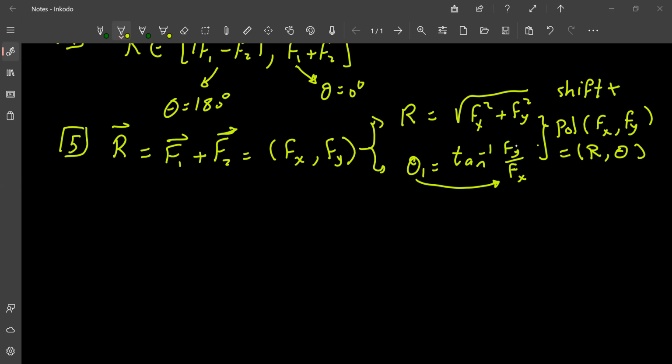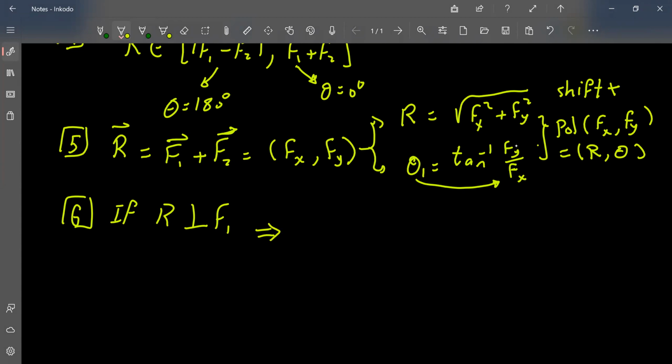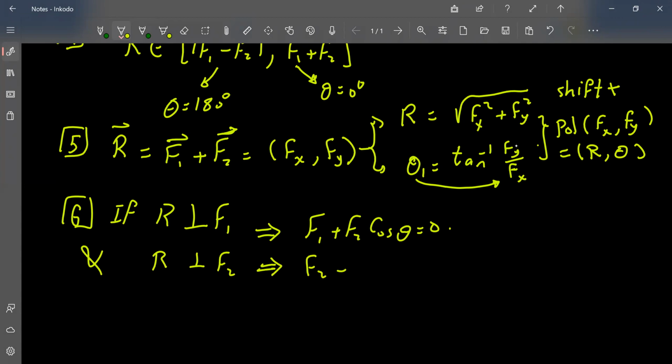Note number 6. If R is perpendicular to F1, then we can deduce that F1 plus F2 cosine theta equals 0. Same, if R is perpendicular to F2, then F2 plus F1 cosine theta equals 0.